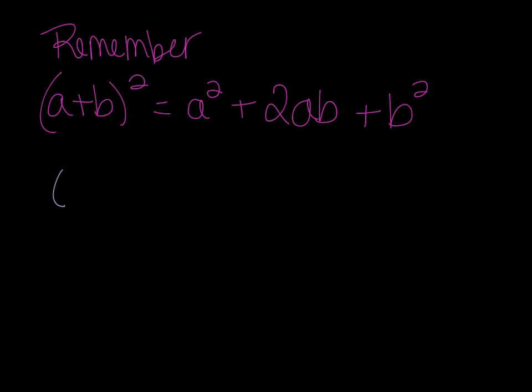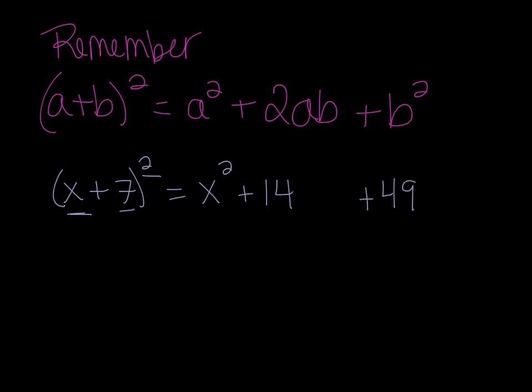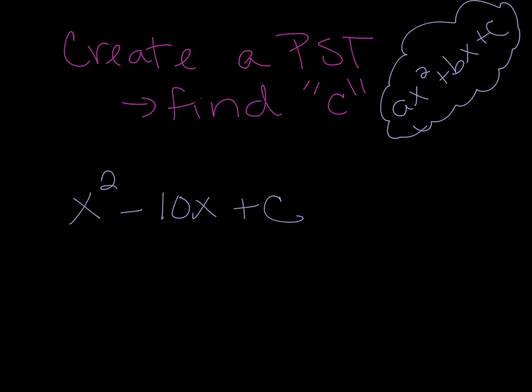So if we were trying to simplify x plus 7 squared, we would get a squared, which in our case is the x squared. We would end with b squared, which would be 7 squared, or 49. And then the middle has to be 2 times 7 times x, which would be 14x. And so that there is your perfect square trinomial. That's what we're trying to create. Something that has the same number that you can multiply to get a product and add together to get a sum.